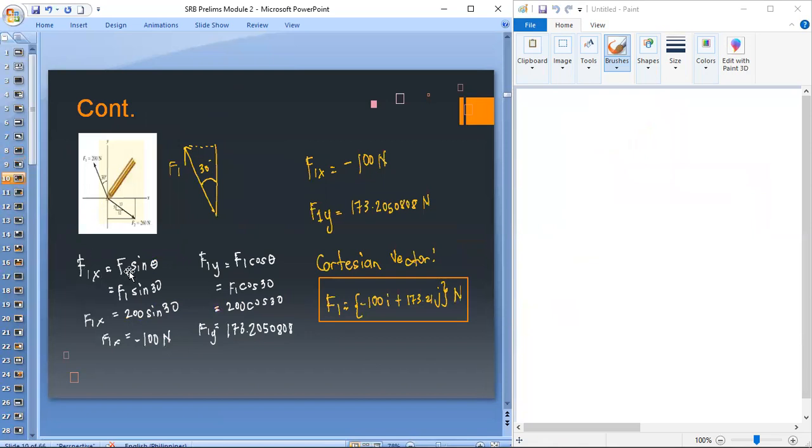First, summation of forces natin sa F1. So F1, same concept ng sine cosine natin, yung forces. So F1 times sine 30, eh di ba ang x natin is kaharap niya yung angle natin. So dati nung may tanong, na-discuss ko na din sa module 1 nyo.